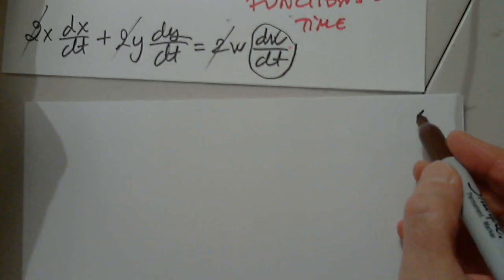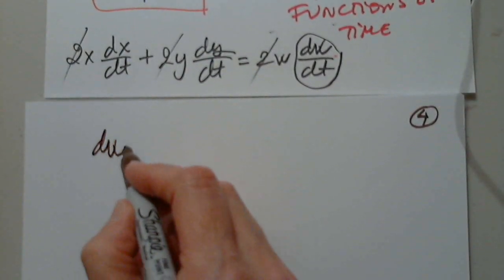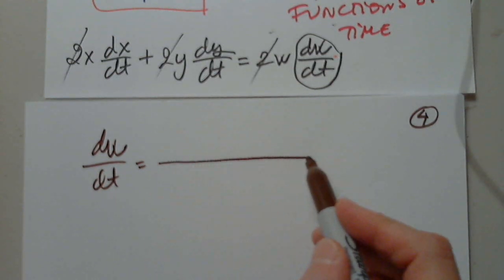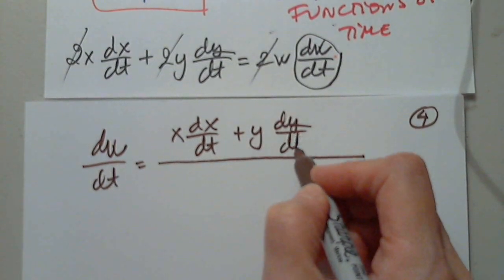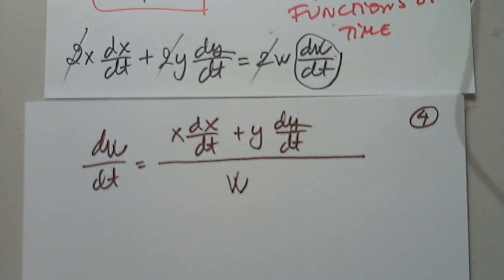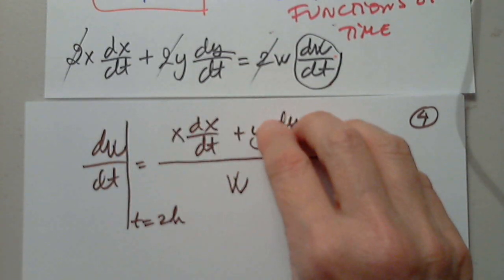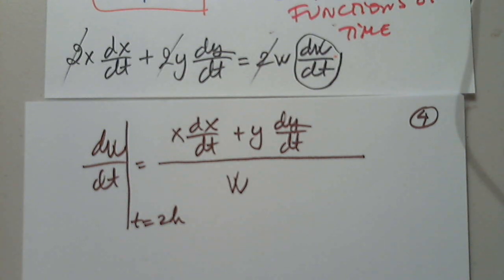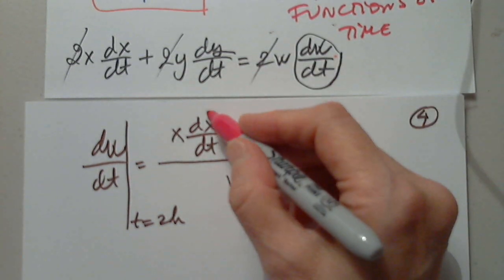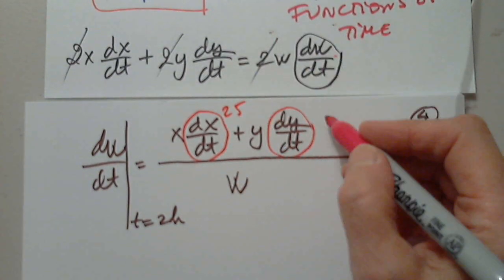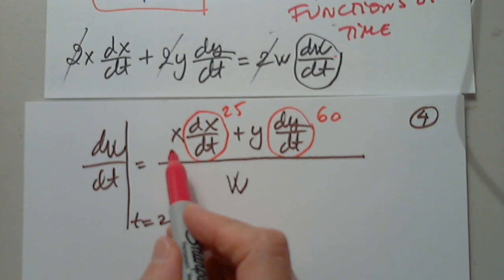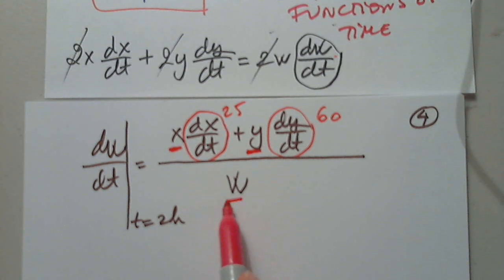And I am on page 4. So dw over dt equals x dx over dt plus y dy over dt, divided by w. And now, when time is 2 hours, I have a formula for dw over dt. It's this. Now I can plug in numbers. And let's see what numbers I can plug in. This is given to us, 25. This is given to us, 60. I have to determine this, this, and this.